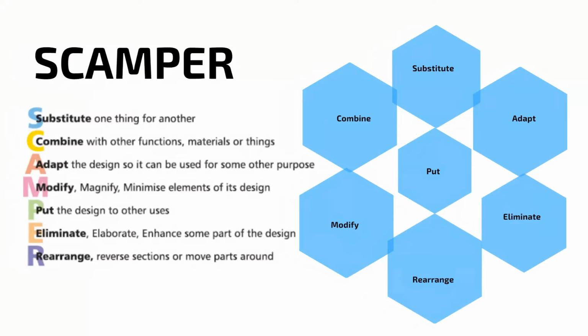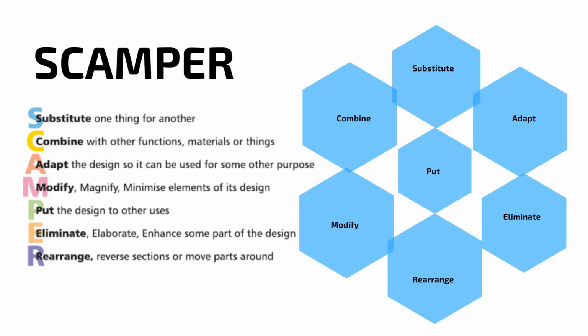It is useful for generating ideas for new products and services by encouraging you to think about how you could improve existing ones. So, SCAMPER stands for substitute, combine, adapt, modify, put to another use, eliminate, and reverse. It is a quick, easy, and direct form of creative brainstorming.